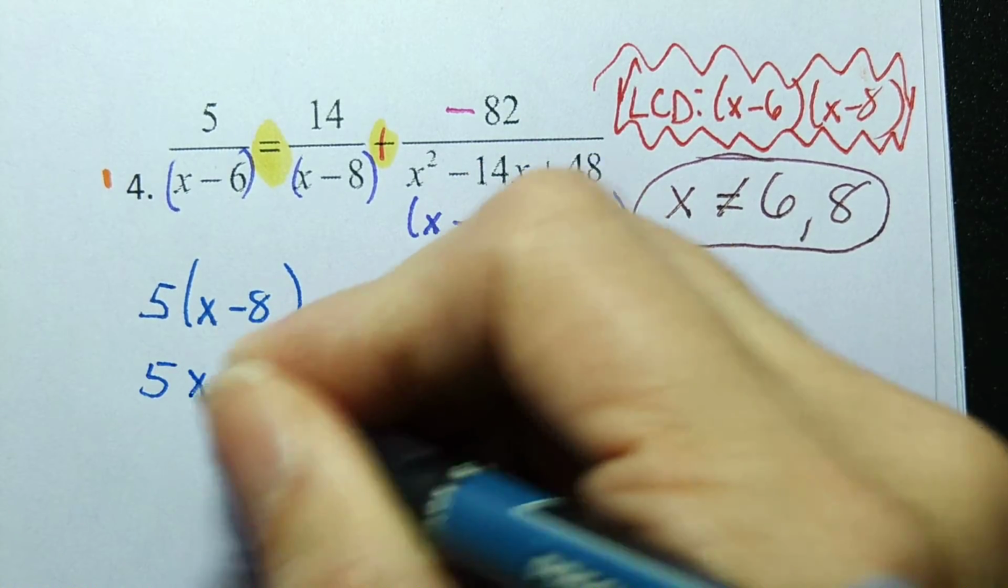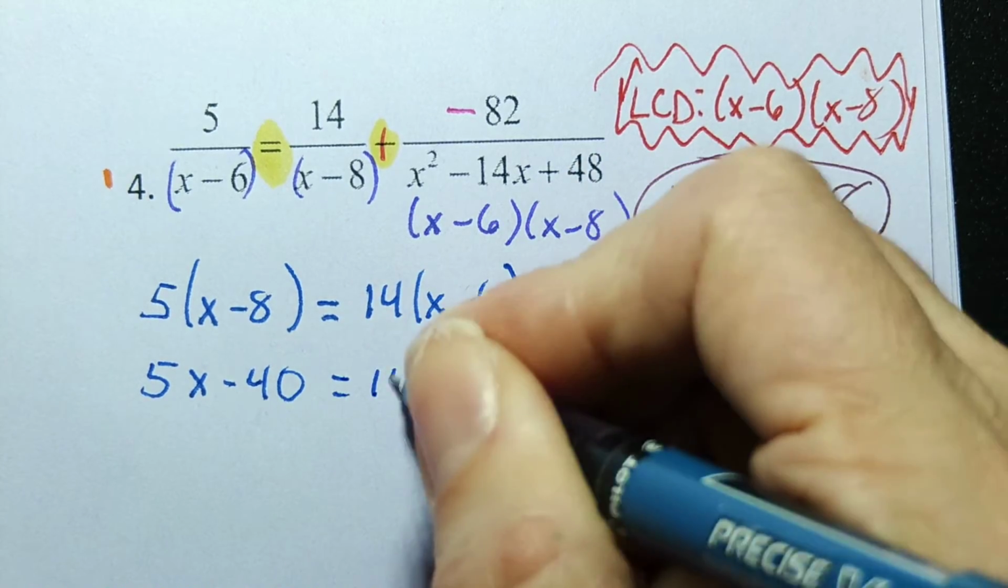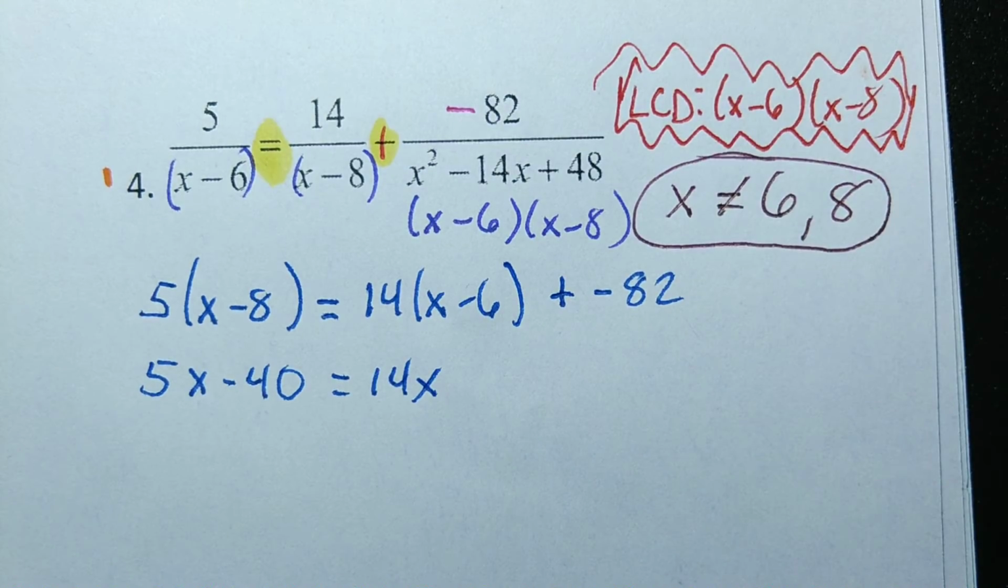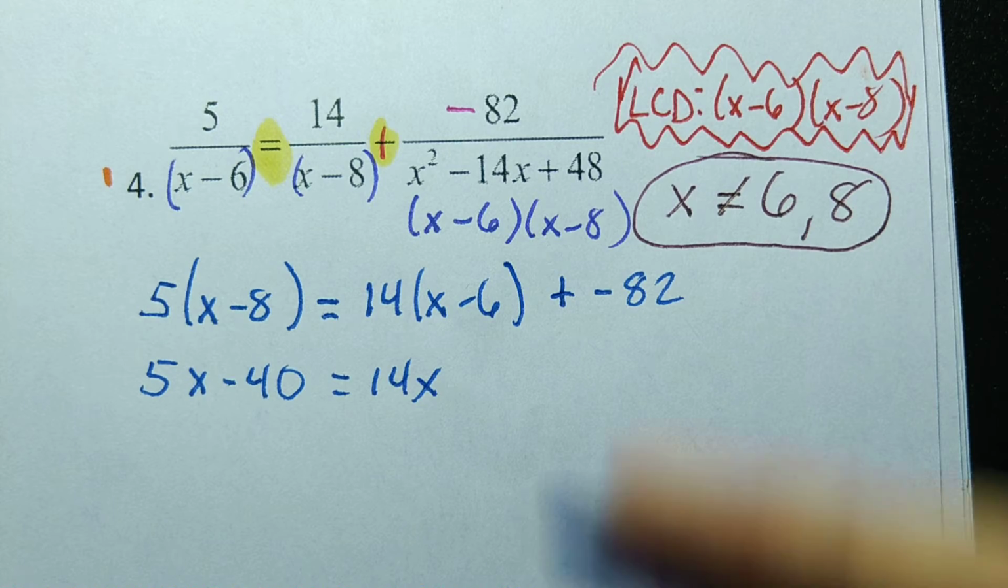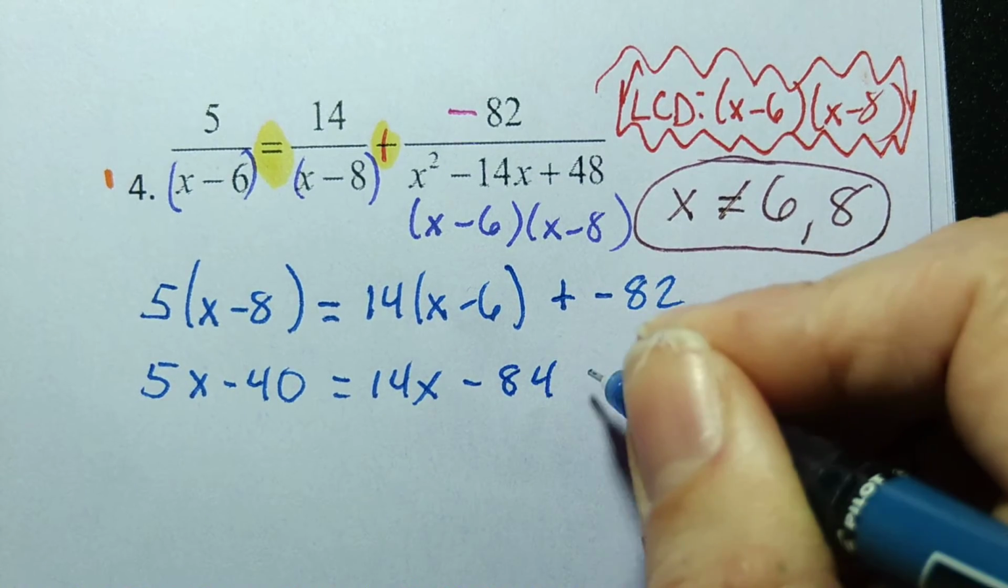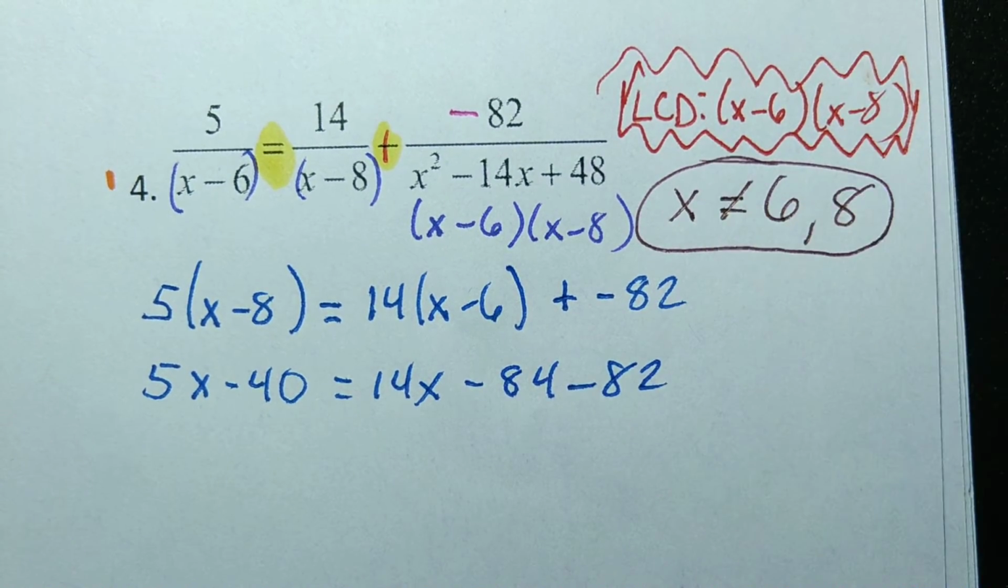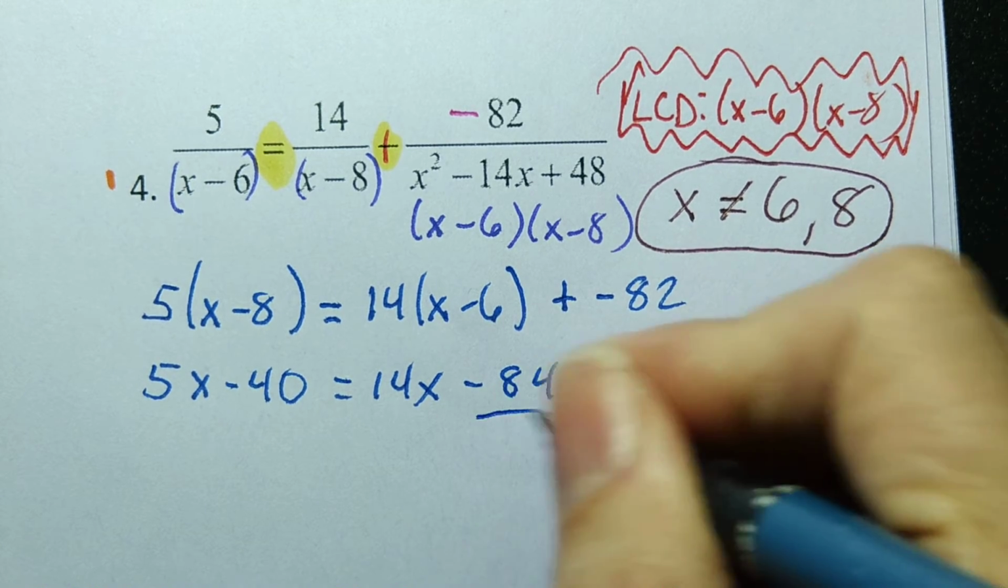So 5x minus 40 equals 14x. Oh boy. And then a negative 84 and then negative 82. Ooh, we're going to add a nice big number there. That gives us negative 166.